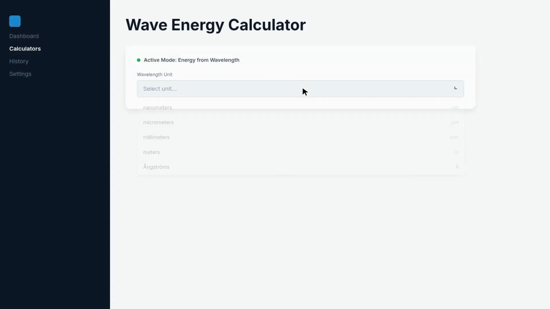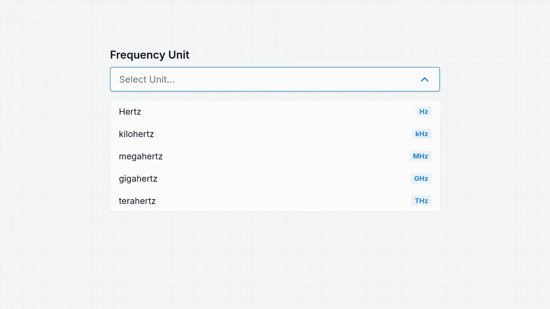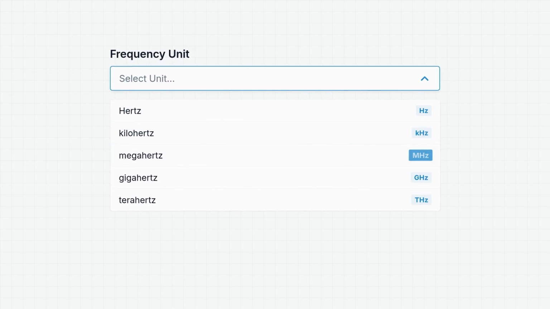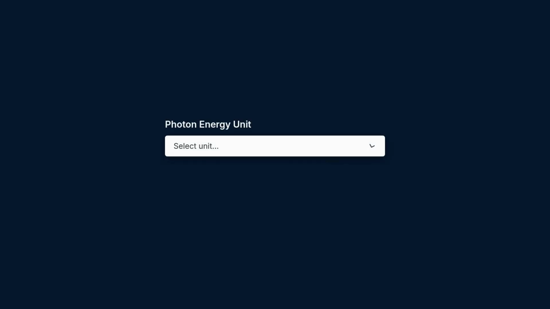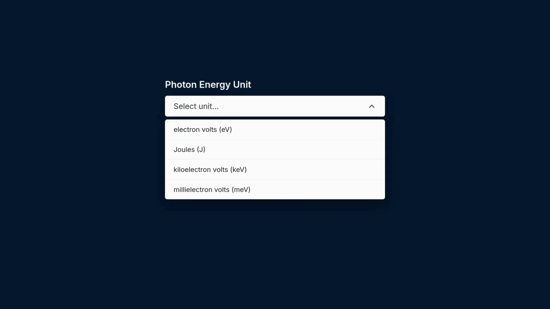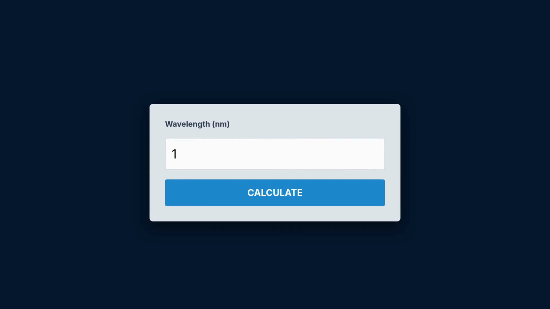For this demo, I'm using energy from wavelength. The wavelength unit dropdown offers nanometers, micrometers, millimeters, meters, and angstroms. I'm selecting nanometers. The frequency unit includes hertz, kilohertz, megahertz, gigahertz, and terahertz. The photon energy unit provides electron volts, joules, kiloelectron volts, and millielectron volts. I'm using electron volts. Let's calculate using a wavelength of 10 nanometers.